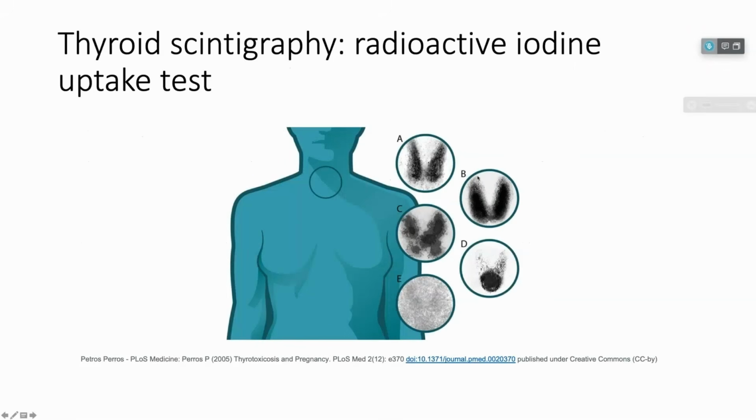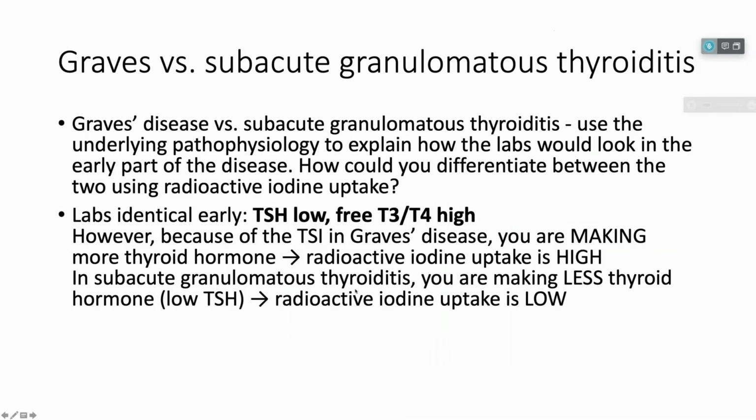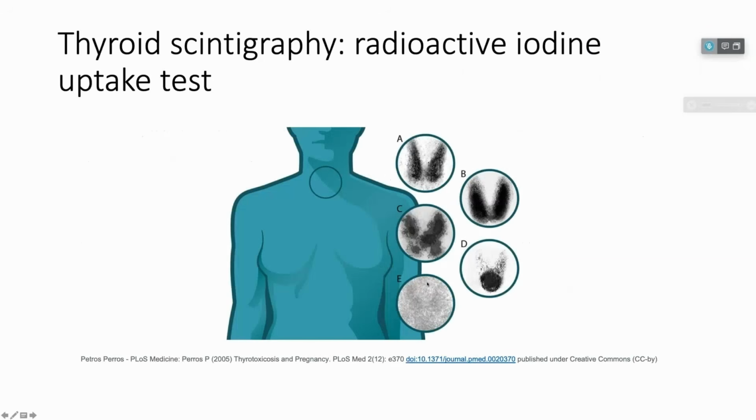You can see here, it's high. You're making more. Whereas in the case of thyroiditis, you're making less thyroid hormone, because there's low TSH, and you don't have something telling your thyroid to make more, like an antibody against the TSH receptor. So your radioactive iodine uptake would be low. Yeah, exactly.